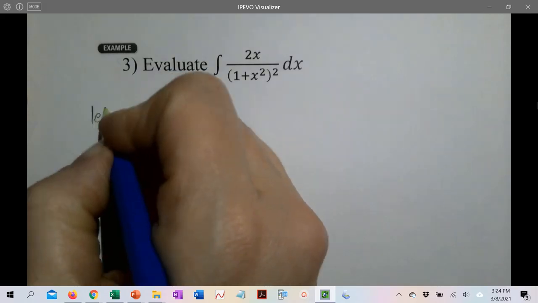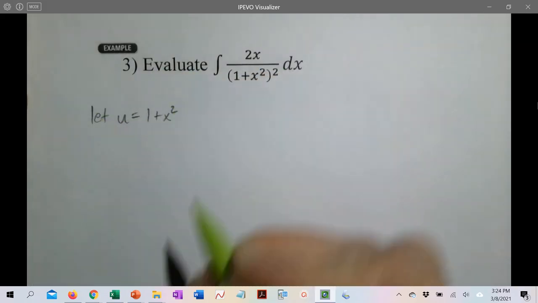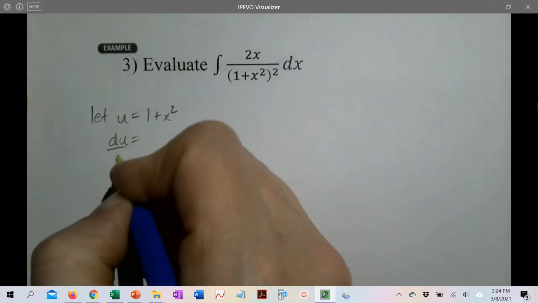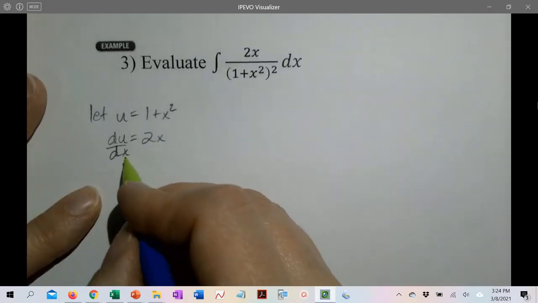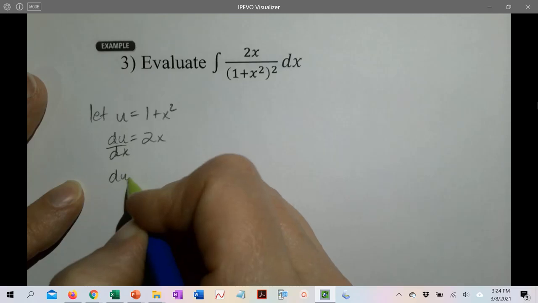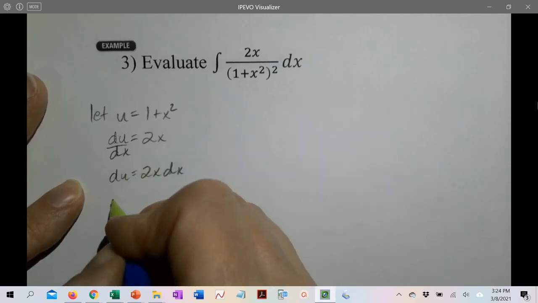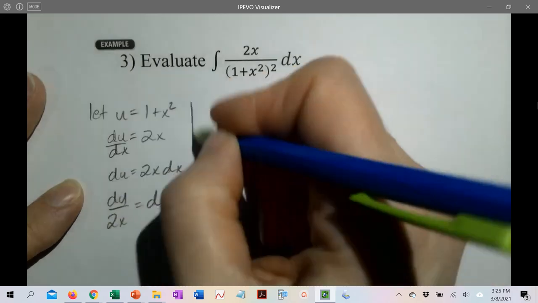So hopefully you figured out that we're going to let u equal 1 plus x squared. So we're going to take a derivative. So du dx would be 2x. And then we want to isolate the dx. So we can multiply both sides by dx and then divide both sides by 2x. So we have du divided by 2x is equal to dx. So I've set that aside.